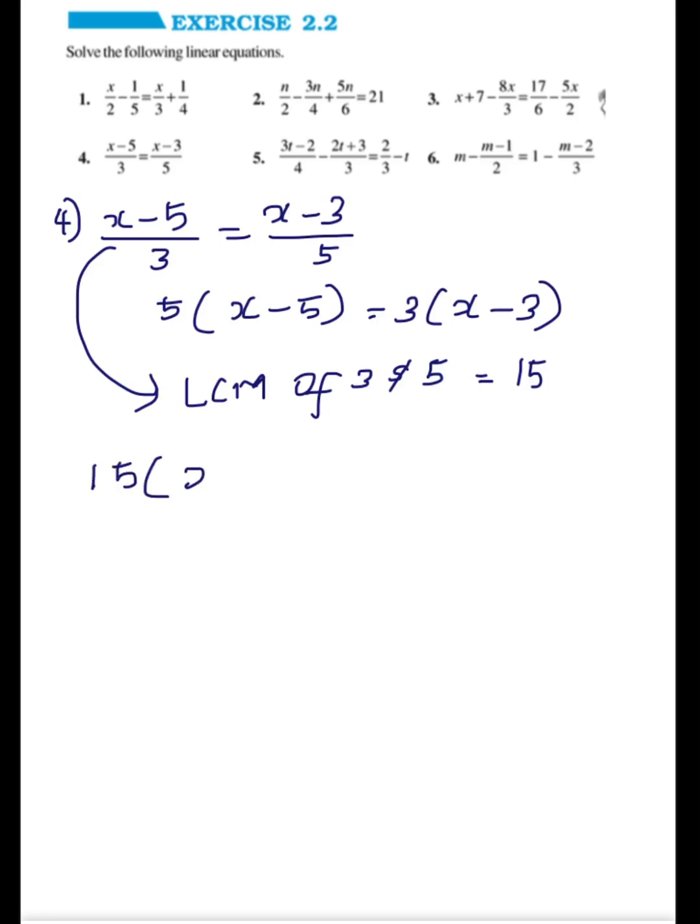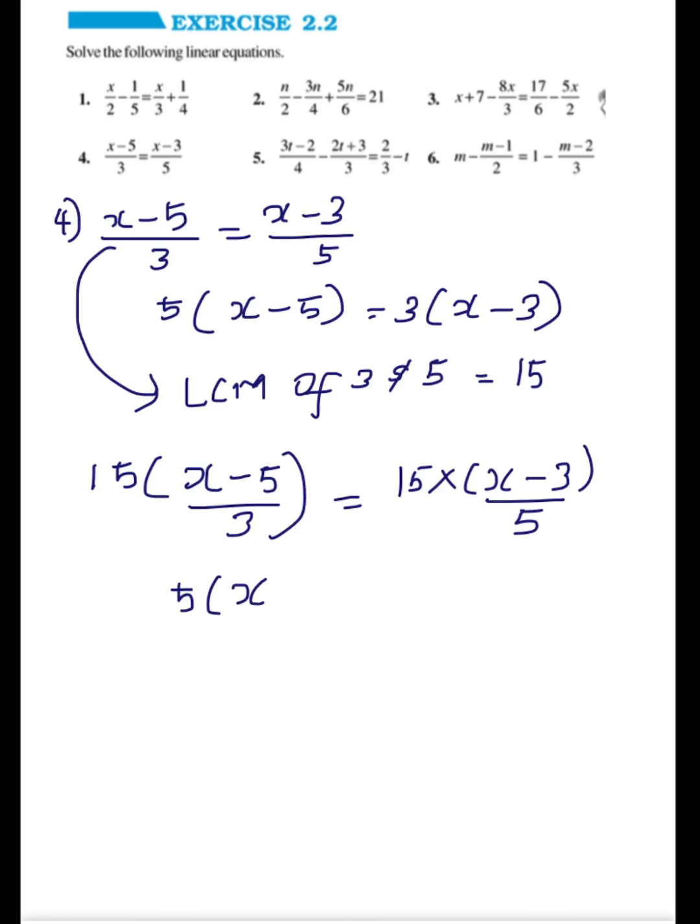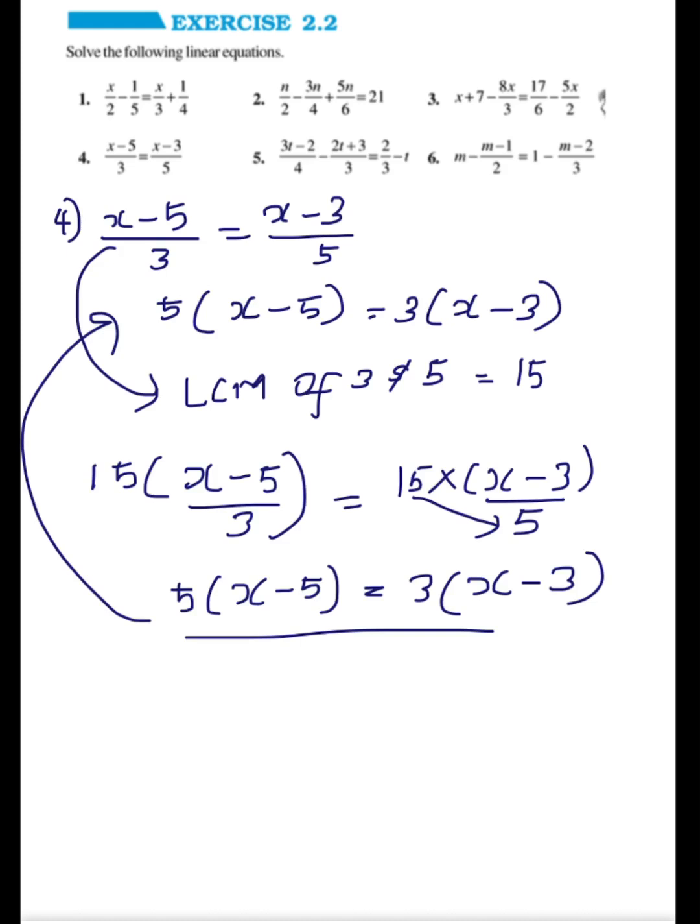That means 15 into x minus 5 by 3 equals 15 into x minus 3 by 5. And from here, 15 divided by 3 is what? 5. So 5 into x minus 5 equals, what is 15 divided by 5? It's 3. So 3 into x minus 3. So this is actually this step. So before taking this LCM and multiplying it with both sides, you can simply jump to this step, that is simply cross multiply it.